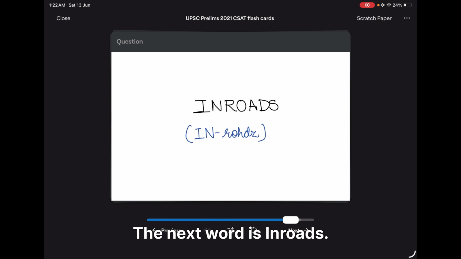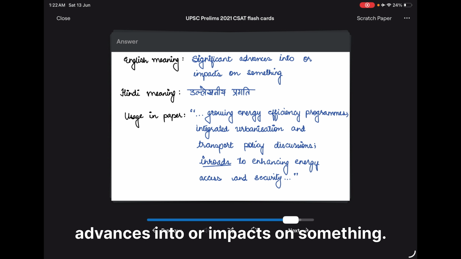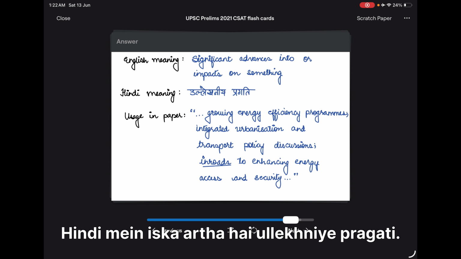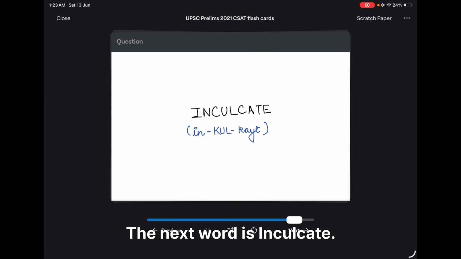The next word is inroads. Inroads means significant advances into or impacts on something. हिंदी में इसका अर्थ है उल्लेखनीय प्रगति. In the paper it was used as growing energy efficiency programs, integrated urbanization and transport policy discussions, inroads to enhancing energy access and security.